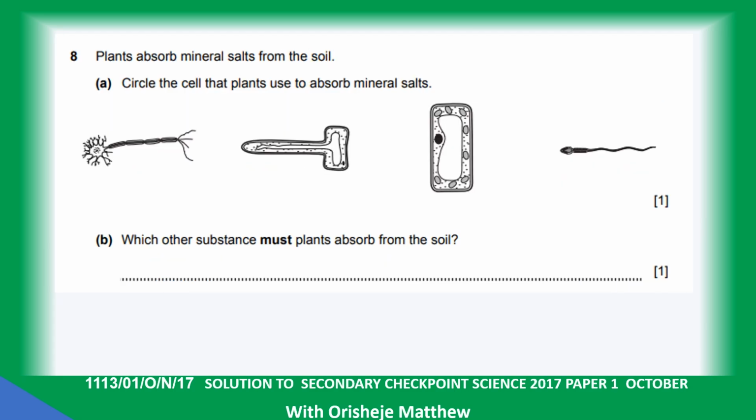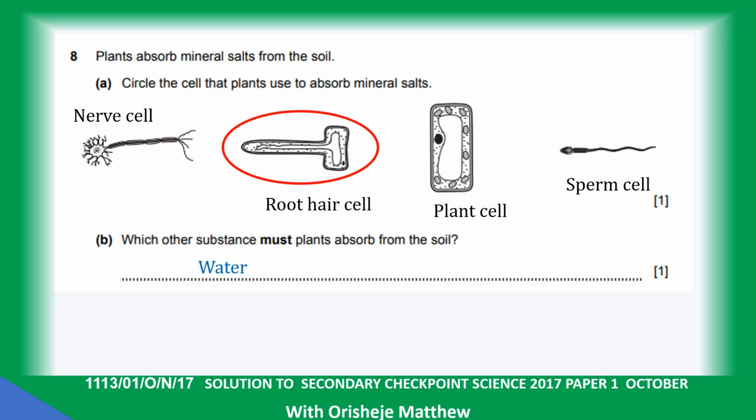Question 8. Plants absorb mineral salts from the soil. Which other substance must plants absorb from the soil? So first of all, identify these cells. We have the nerve cell, the root cell, the plant cell, and the sperm cell. What other substance must plants absorb from the soil? Water.